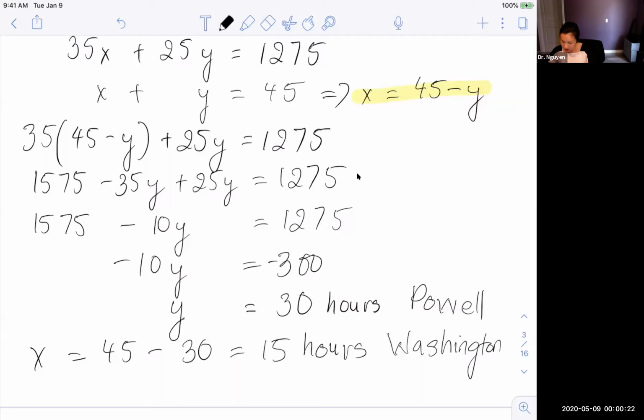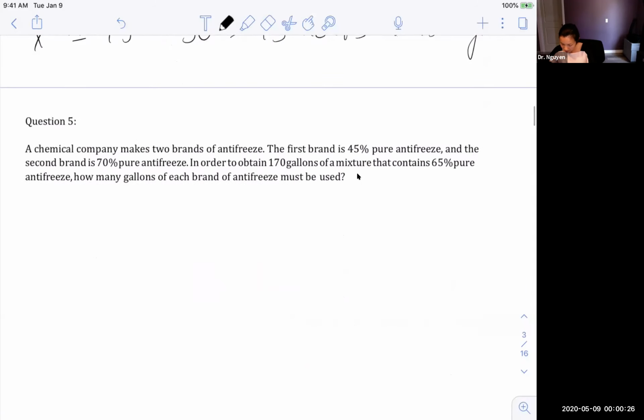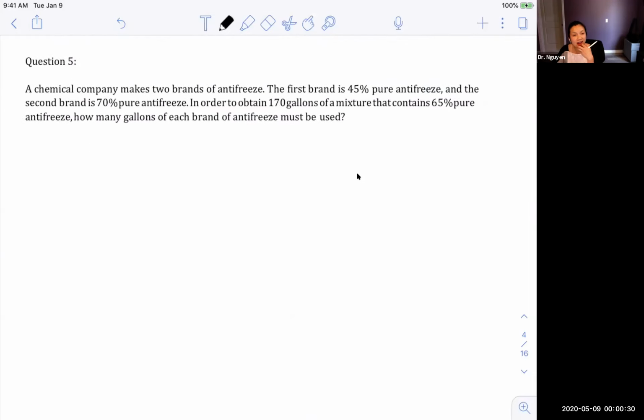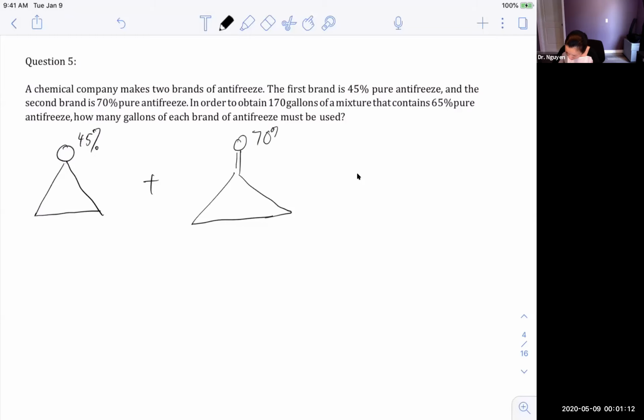All right, moving on to the next application problem. Every time I have chemical or anti-freeze or mixture problems, I always call those the Walter White problems. So instead of making a table, I always draw. So let's say the first brand is 45% pure anti-freeze. So this is my beaker. I'm going to label it 45%. And then we're adding the second one, 70% pure anti-freeze. And then we want to mix them up.